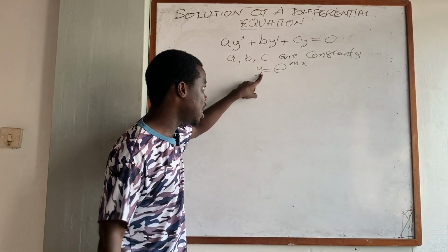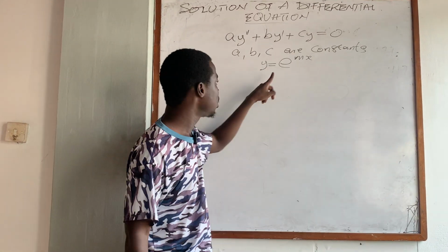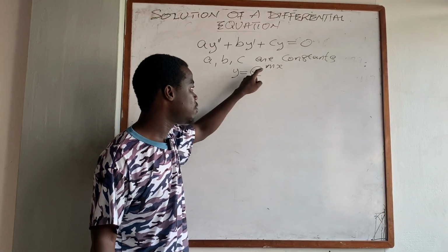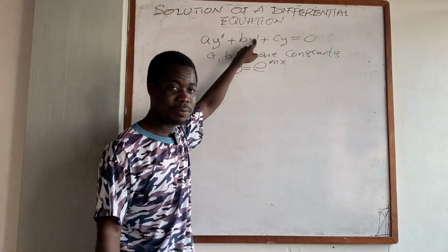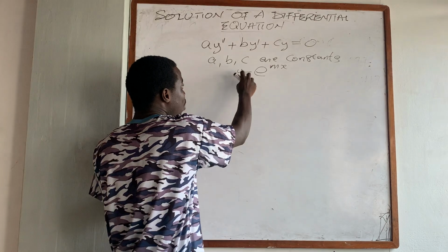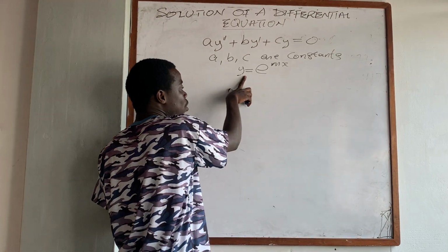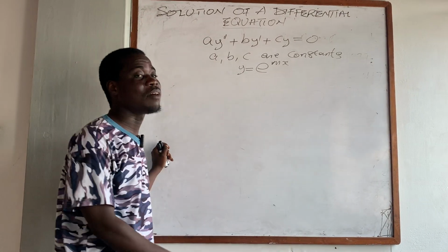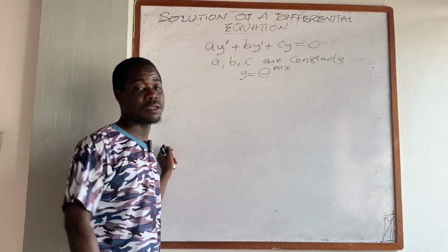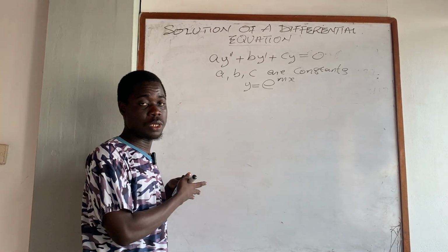So you can see that I have y here, so I will substitute this one here. I have y prime here, so I will differentiate this one. The answer I will get, I will substitute it here. I have y prime prime. I will differentiate this one 2 times and substitute it there. After that, then I will see how I can solve the solution. Let's see what we have.